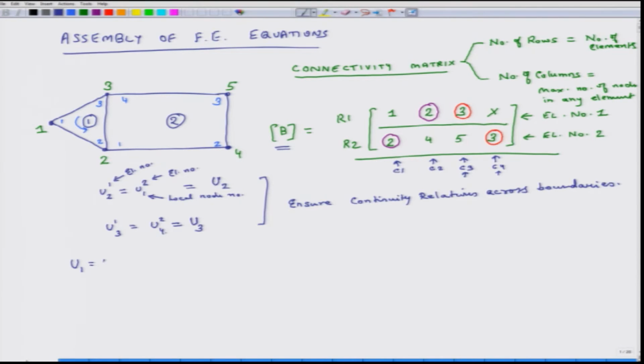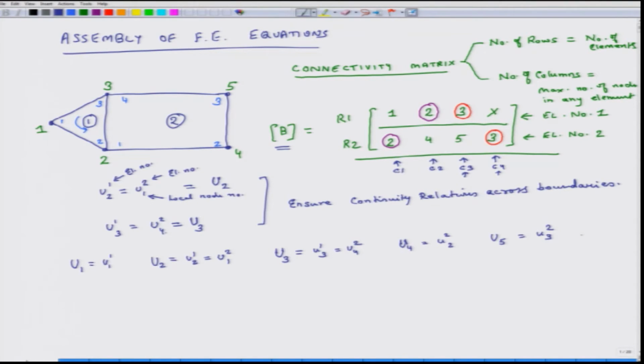This equals U11, global degree of freedom U2 is common to first and second element, and that equals U21 equals U12, then U3 equals U31 equals U42, then U4 global degree of freedom is same as U second degree of freedom for the second element, and then U global degree of freedom 5 equals third degree of freedom for second element.